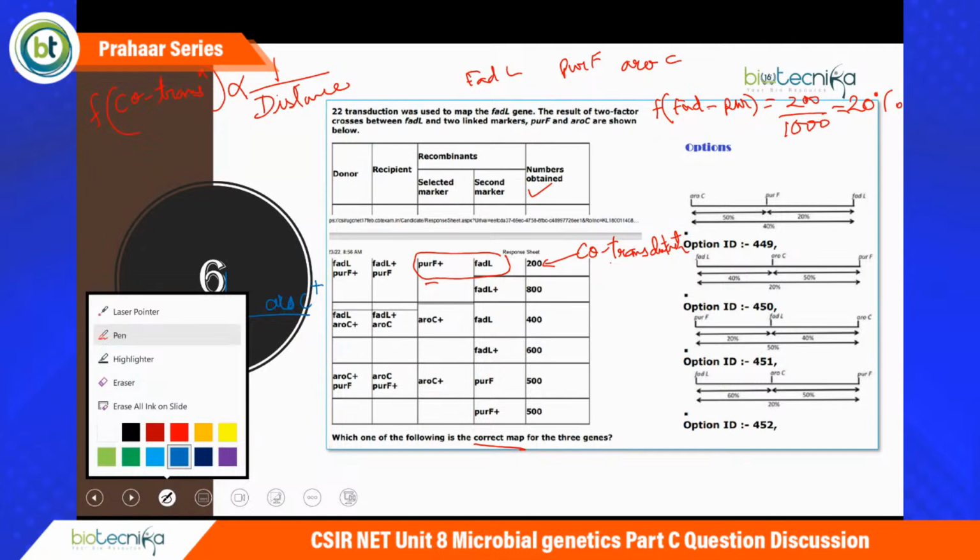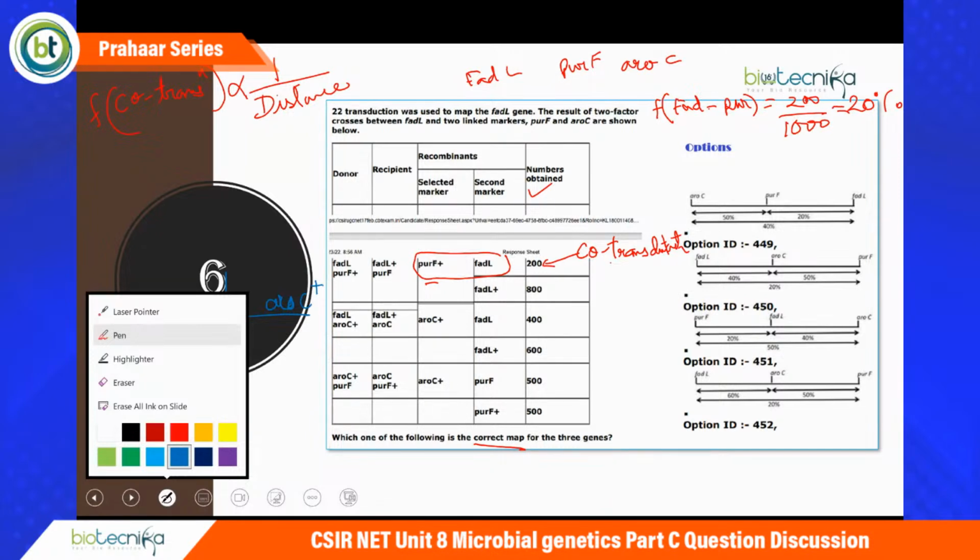So I'll write it here down. So between arrow C and per F. So how much it will be? 500 divided by 1000. It will give us 50%. Okay. Now, once you have calculated the co-transduction frequencies, next we have to relate it with the distance. Okay, so here again we have to do the same correlation, that co-transduction frequency is inversely proportional to distance.